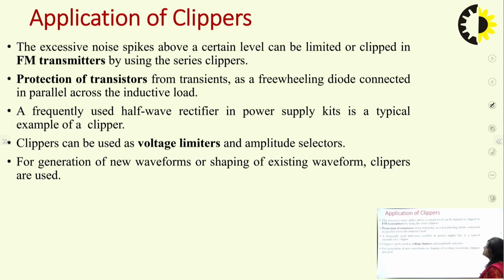So these are the applications of the clipper. We have seen that we can use clippers for clipping some part of the input signal, and the desired part or a complete cycle may be removed from the input signal. It is also used for the protection of transistors from transients. A frequently used half wave rectifier in power supply kits is a typical example of a clipper. Clippers can be used as voltage limiters and amplitude selectors. For generation of a new waveform or shaping of an existing waveform, clippers are used.